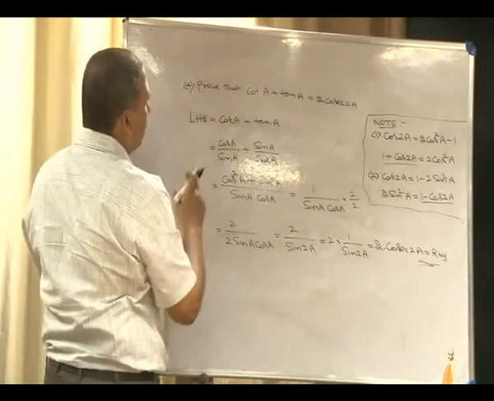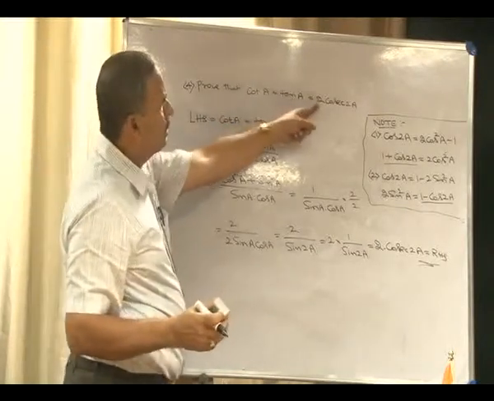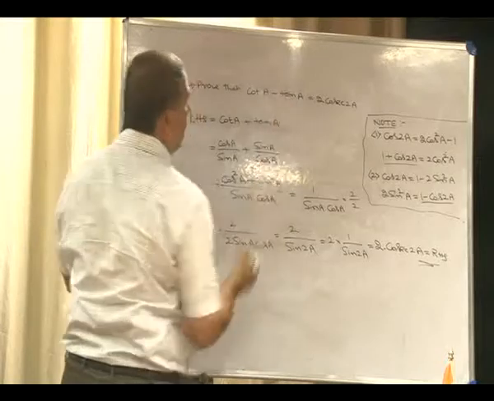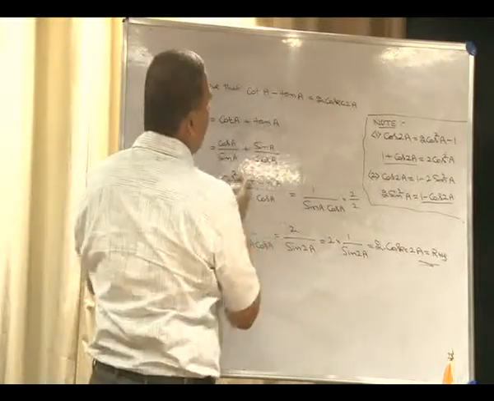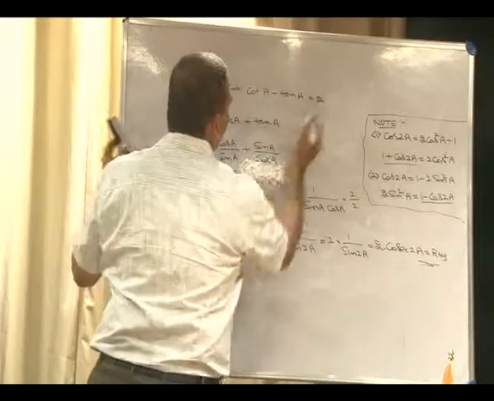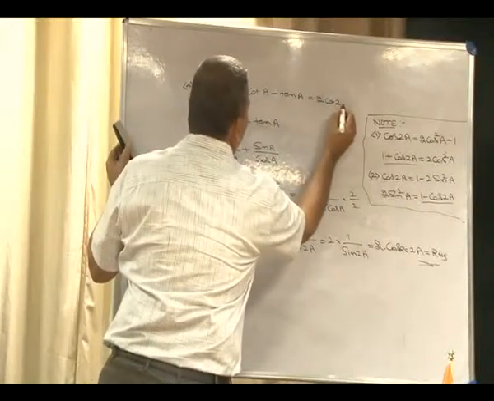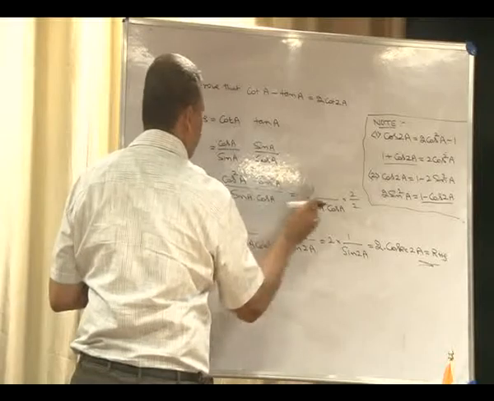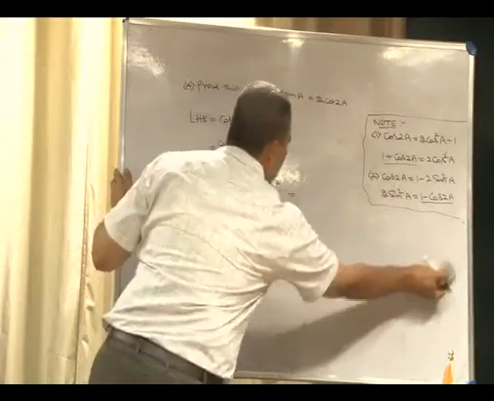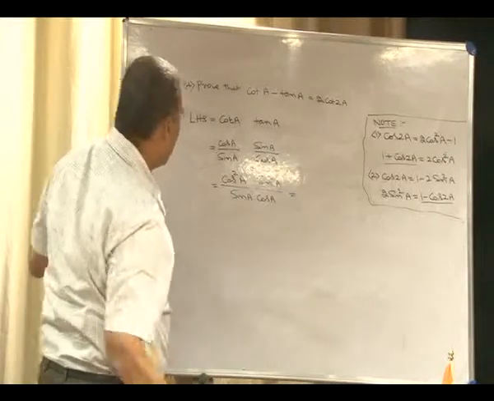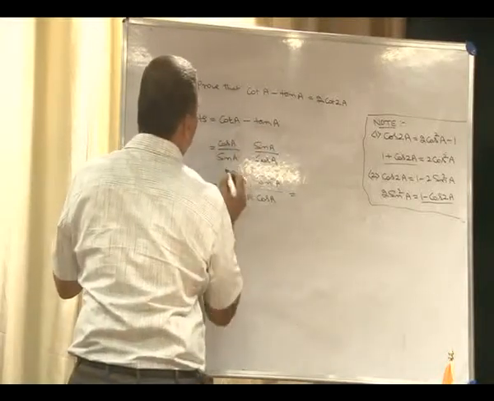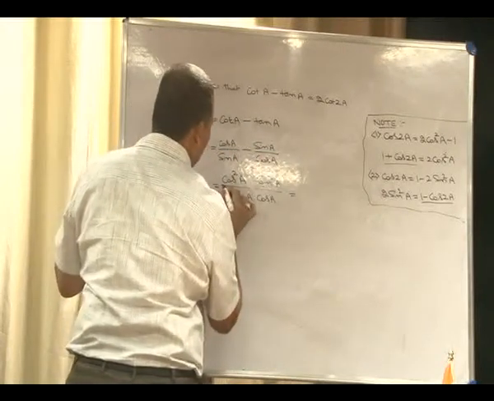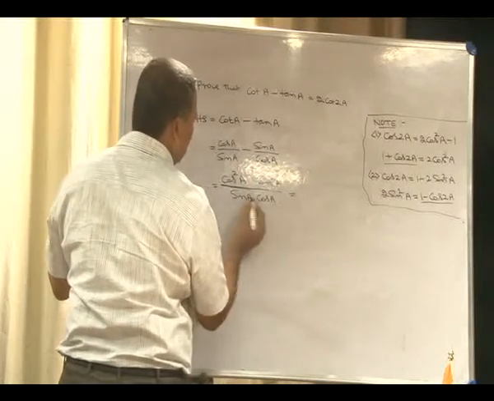Next problem. In the previous problem, cot a plus tan a is 2 cosecant 2a. Suppose there is a minus sign between the terms cot a and tan a, then cot a minus tan a is 2 cot 2a. LHS equal to cot A minus tan A. Cot A is cos A by sin A, tan A is sin A by cos A. The LCM of sin A and cos A is sin A cos A.